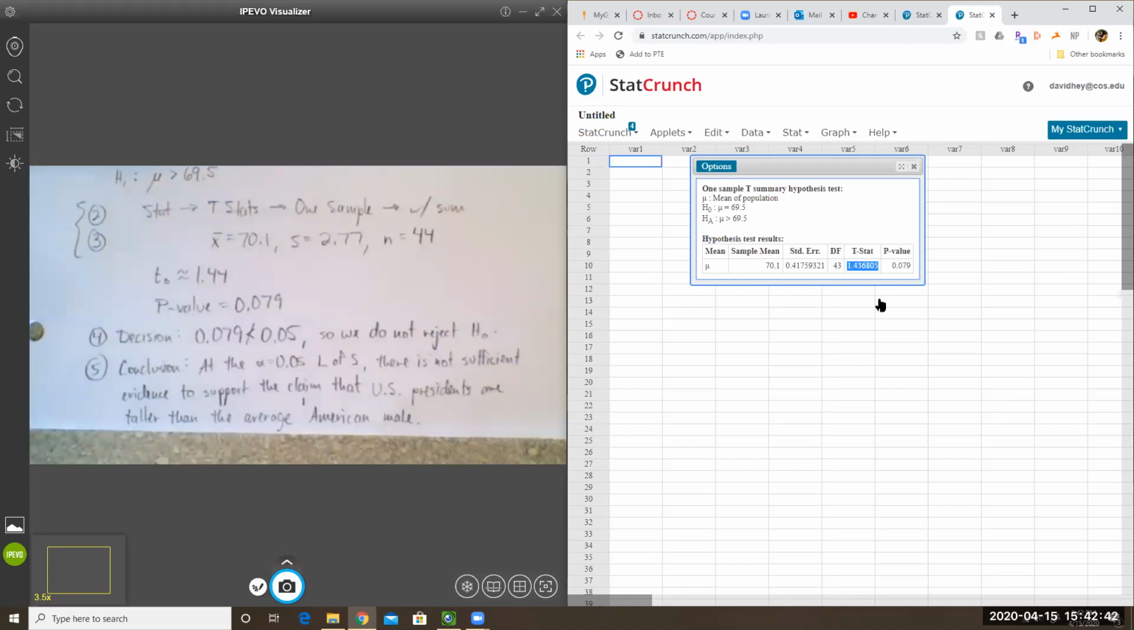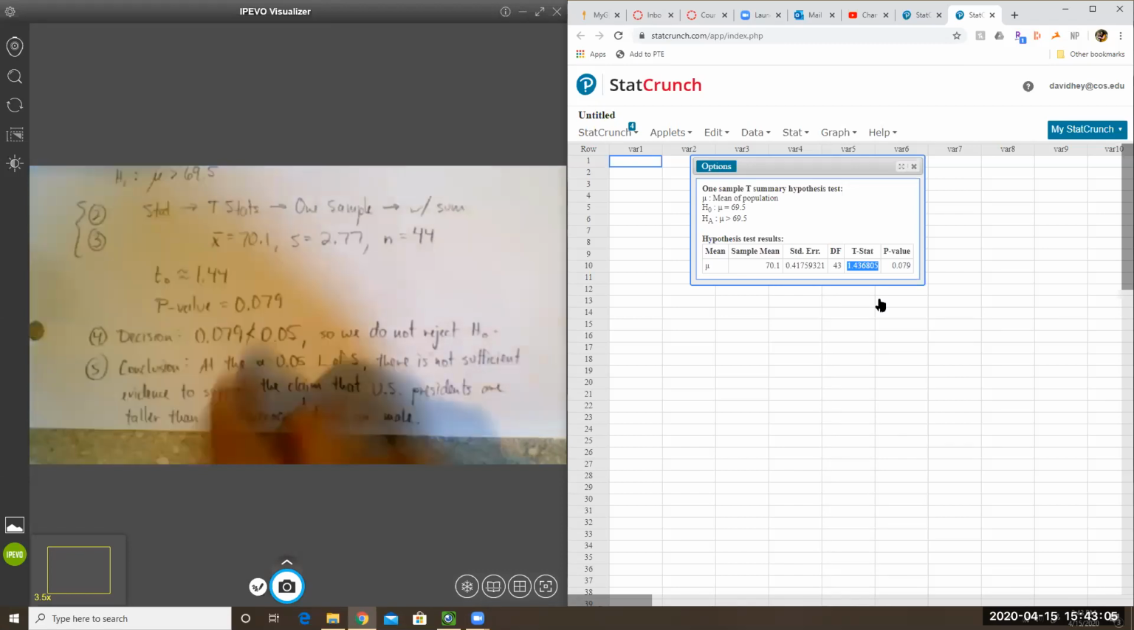Our level of significance here is 0.05. That means that we're 95% certain that we're making the correct decision, right? We're 95% sure that there's not enough evidence to say US presidents are taller than average, right? Anyway, so I think that's pretty cool.